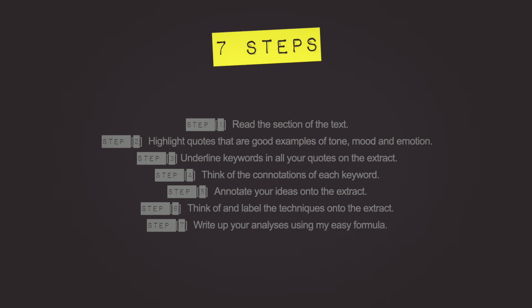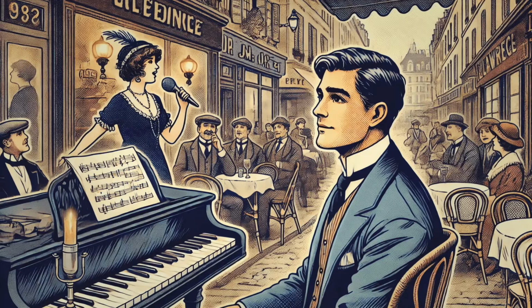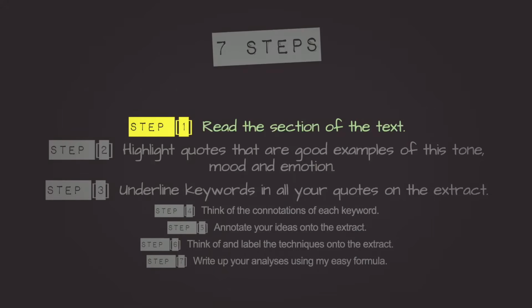Right, let's blitz through steps 1 to 3 in one go. No waffle, just the good stuff. Step 1, read the section of the text. Sounds obvious, but you'd be surprised. Before you do anything else, make sure you know what's going on, what's being described, what's the overall feeling. Tense, angry, peaceful, dramatic? That's the tone, mood, and the emotion you're looking for.